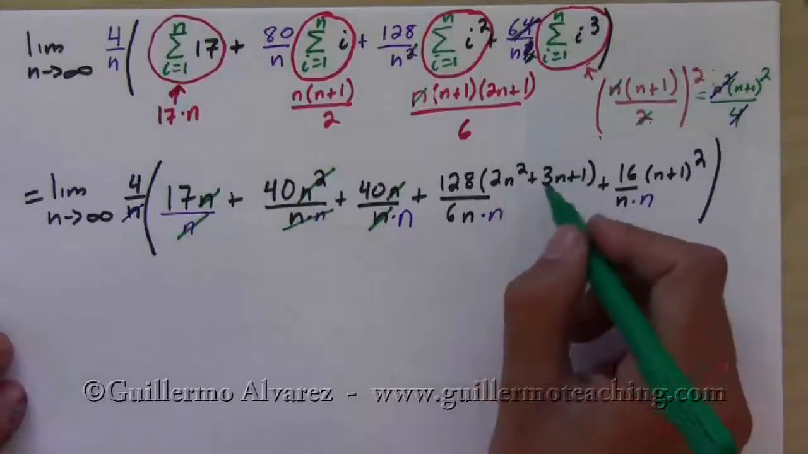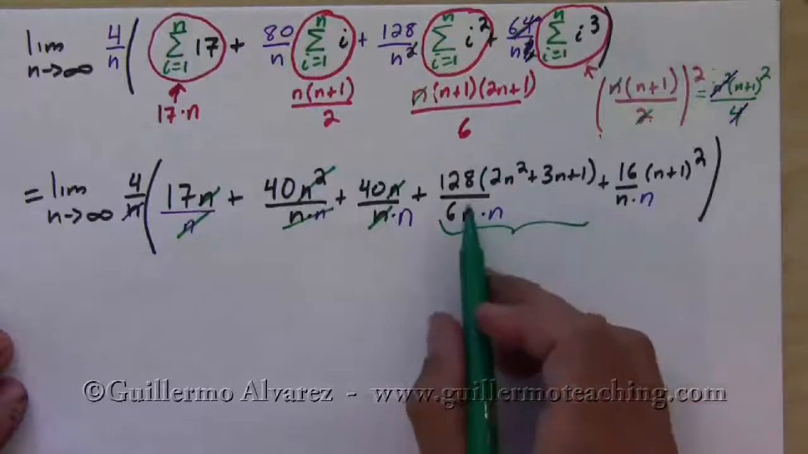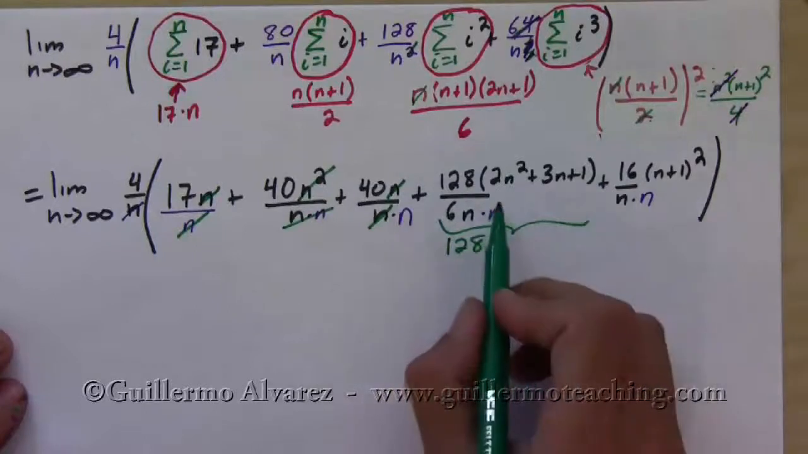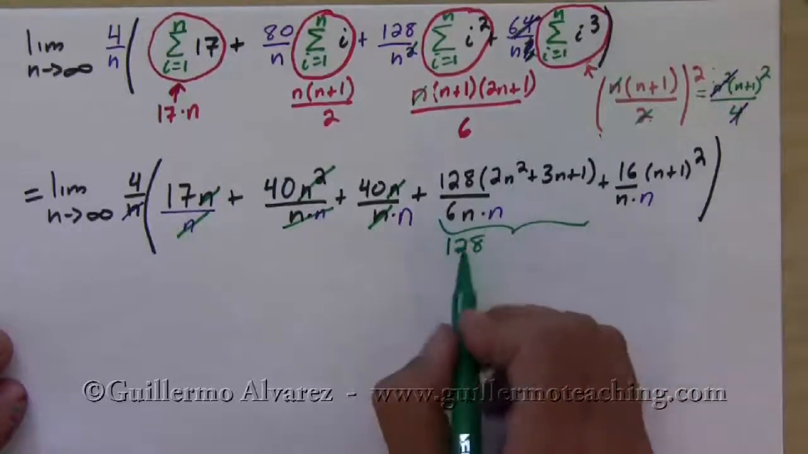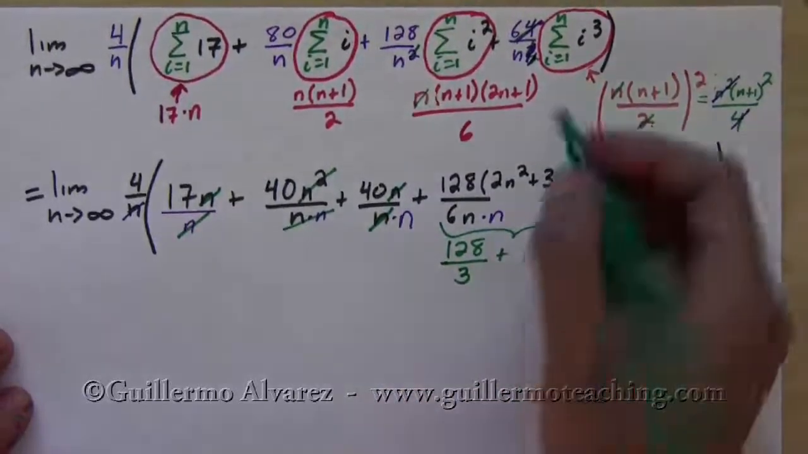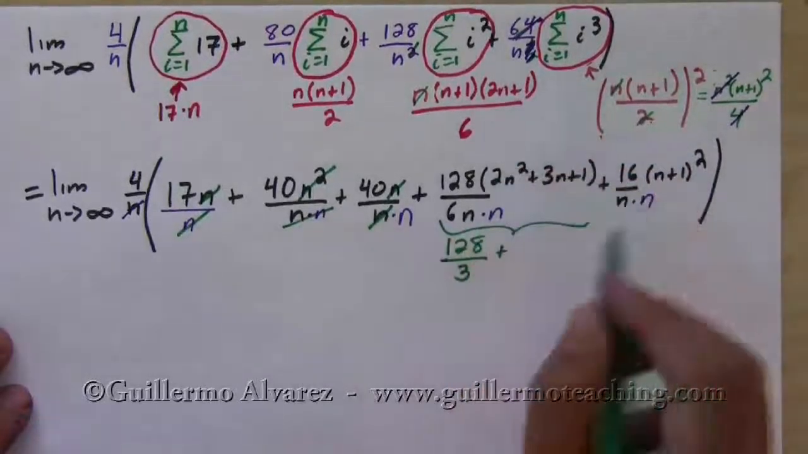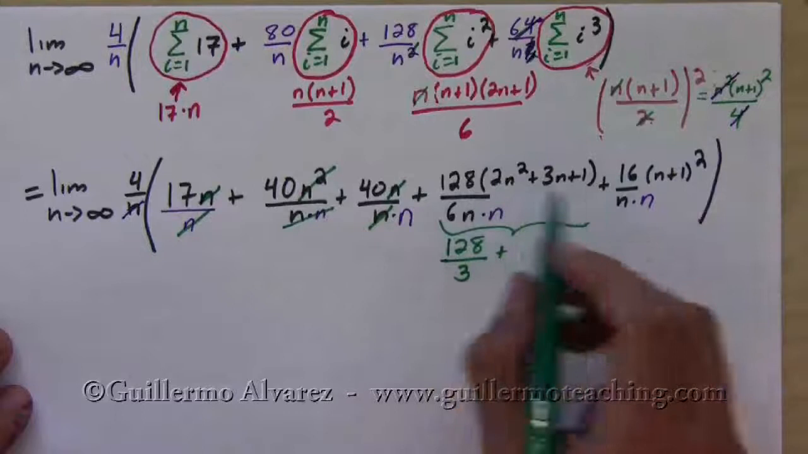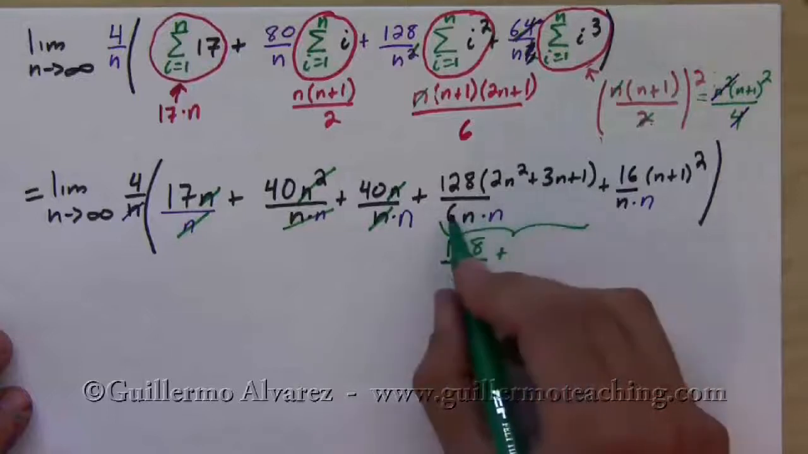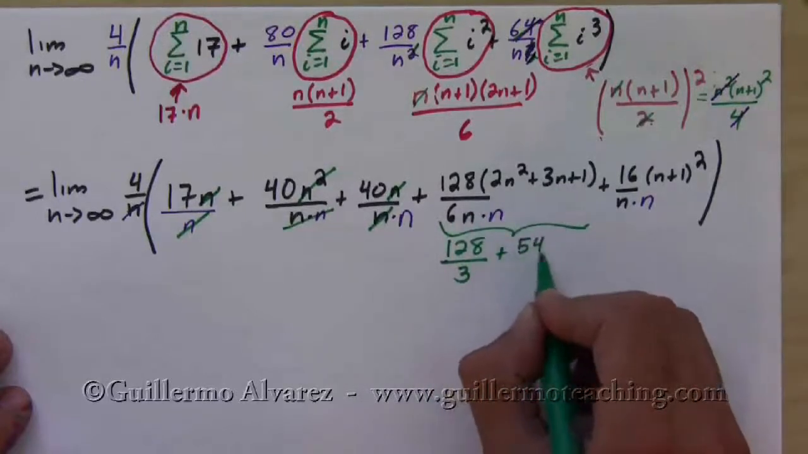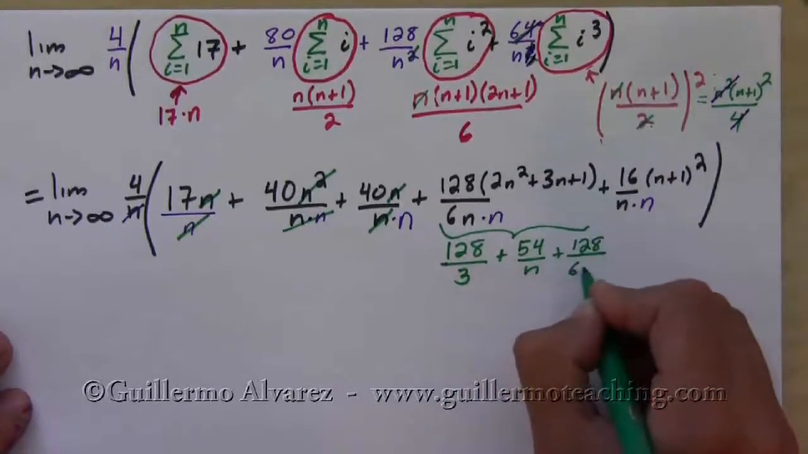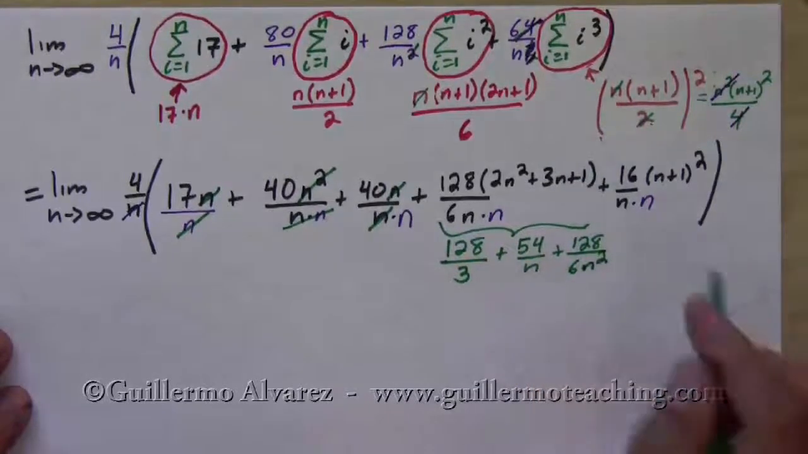And then these guys, let's rewrite this. This is going to be 128 times 2 over 6, so this is going to be 128 over 3 plus, now the n squared is going to cancel with the 2 n's down here, so there's none left. Here we're going to have 128, so the 3 and the 6 cancel. So this is going to be 54 over n plus, let's just leave it as 128 over 6n squared.